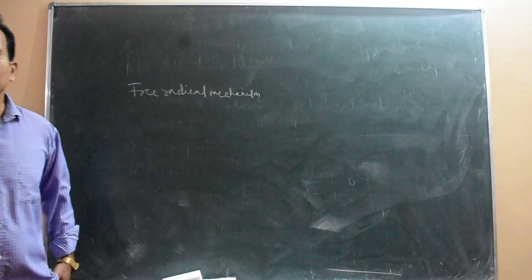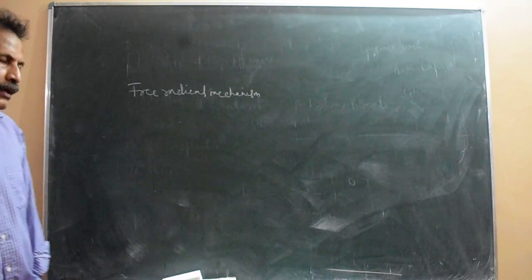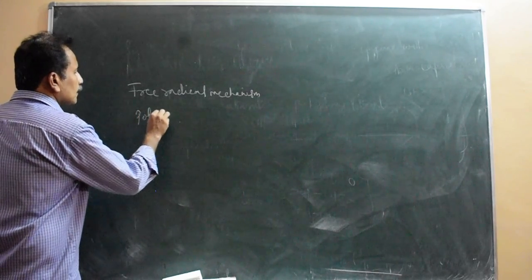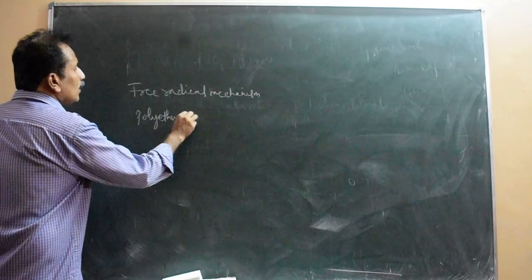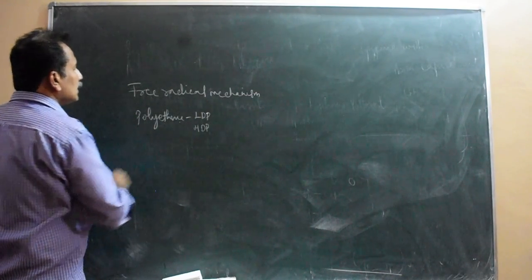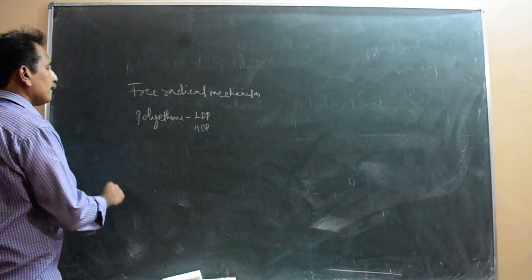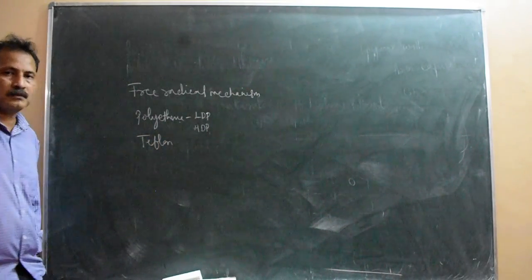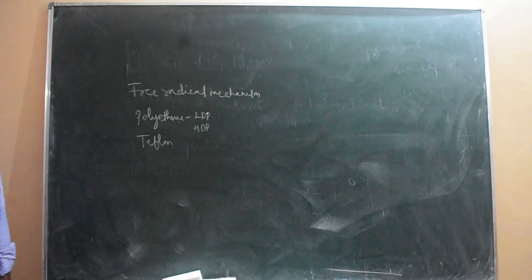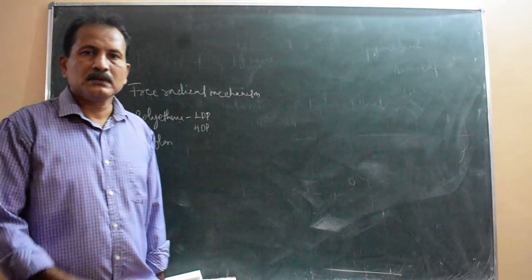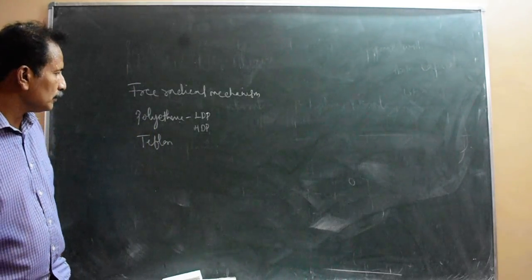Then we saw several types of addition polymers, like we saw the polythenes first. In polythene, LDP and HDP. Then we saw Teflon, which is poly tetrafluoroethene. Then we saw acrylonitrile. So these were all addition polymers.